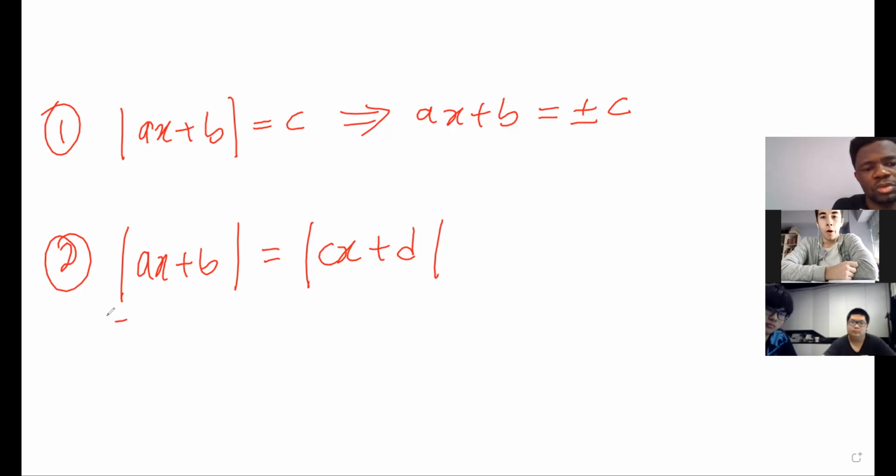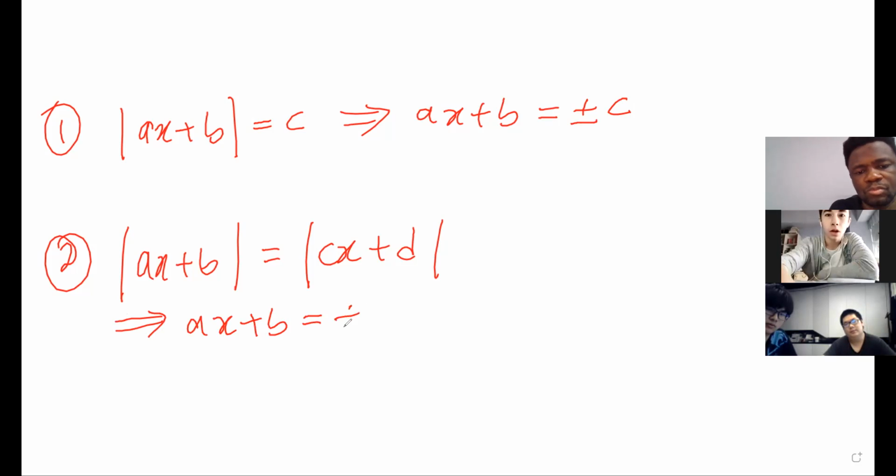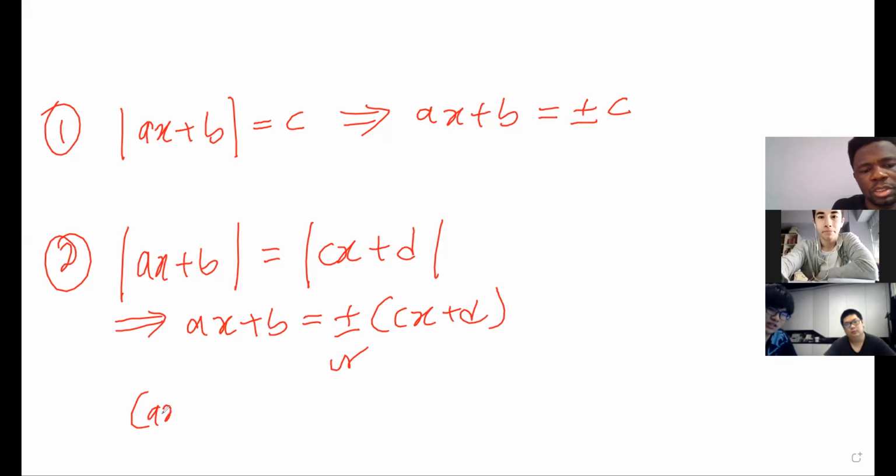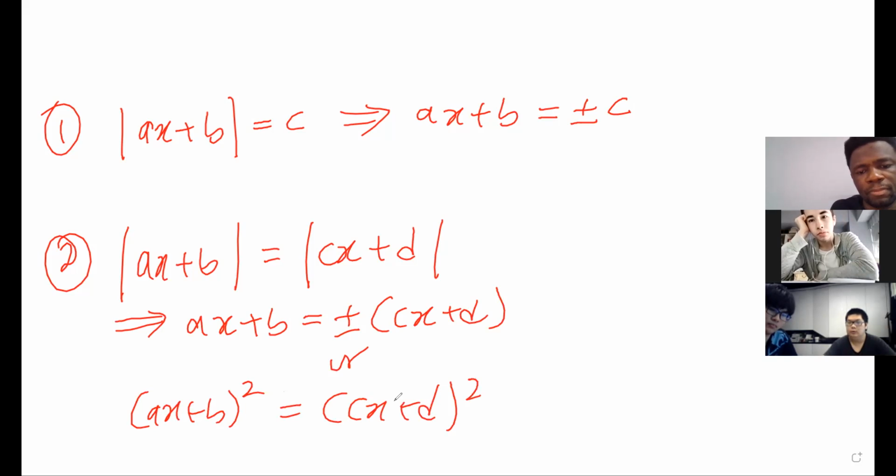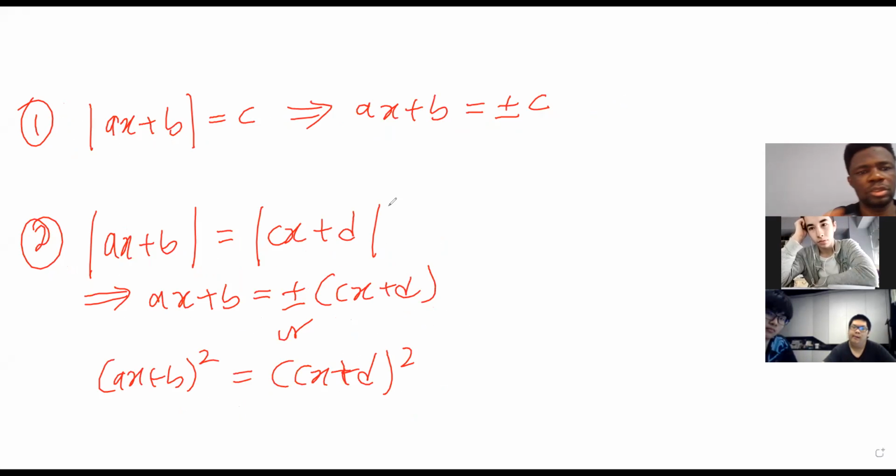And here there are two ways to go about it. You can say ax plus b is equal to plus or minus (cx plus d), or you can square both sides. So these are the two ways we dealt with absolute value equations yesterday. This is from yesterday.